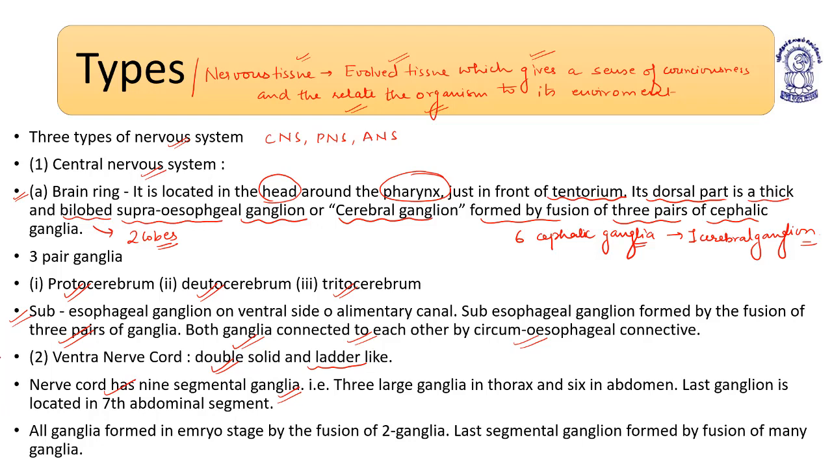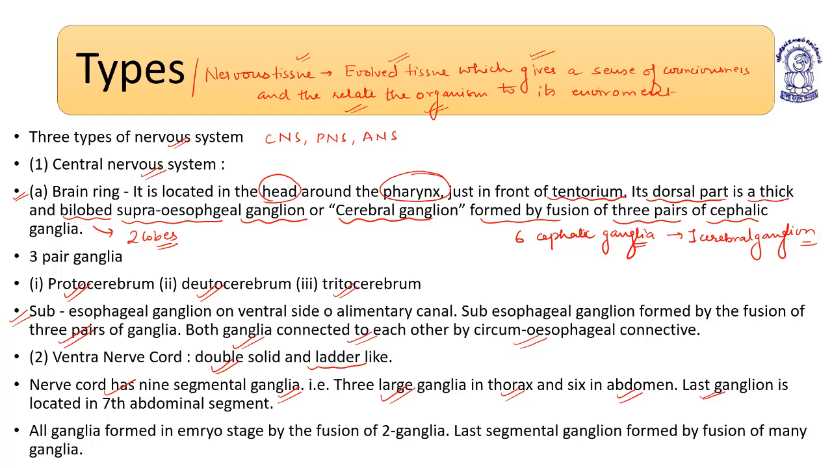We are not talking about the cerebral ganglion, the supra and subesophageal ganglion. We are talking about the second part, which is the nerve cord. The nerve cord is having the 9 segmental ganglia, 3 large ganglia in thorax and 6 in abdomen. The last ganglion is located in the 7th abdominal segment. So till the 7th abdominal segment, the ganglia range gets obliterated, it gets finished.